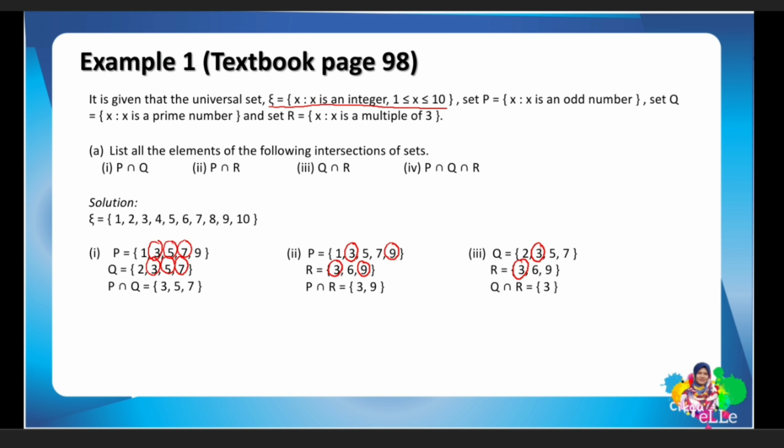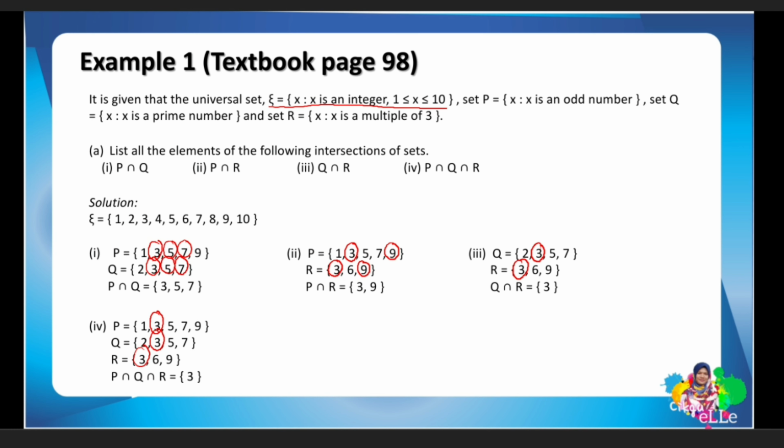For question 4, P intersection Q intersection R, so you have to list set P, set Q, and set R. And then identify which elements exist or appear in all the 3 sets. Okay, so the common element for these 3 sets is 3. Therefore, P intersection Q intersection R is only one element, which is 3.